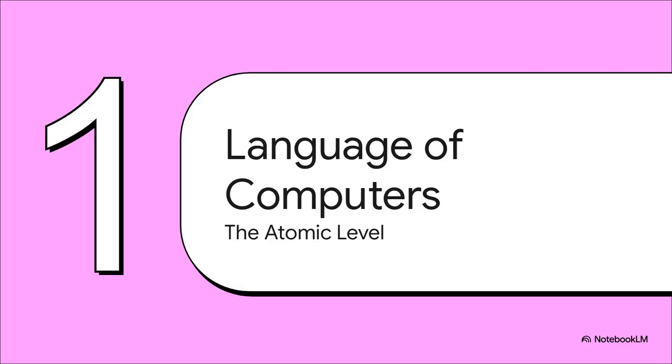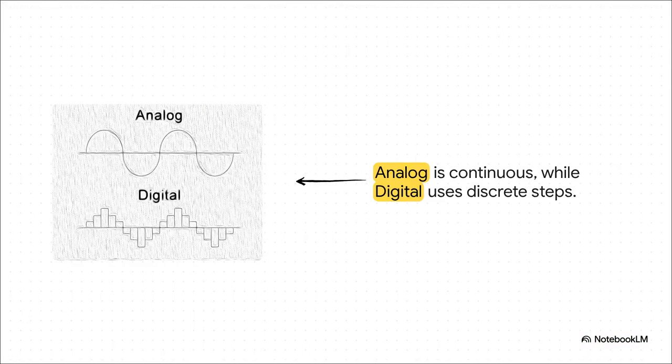Okay, let's dive right into Section 1, the language of computers. To really grasp computing, we have to start at the absolute foundation to see how a machine actually thinks. Now, you've probably heard the terms analog and digital. Analog is essentially a continuous wave of information. Think of a traditional thermometer, or the physical grooves carved into a vinyl record. The big problem with analog, though, is that it can degrade over time through physical wear and tear.